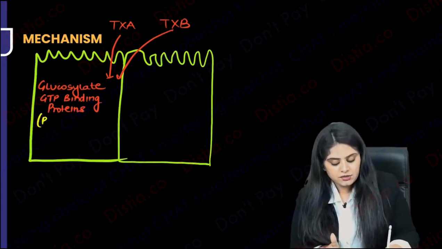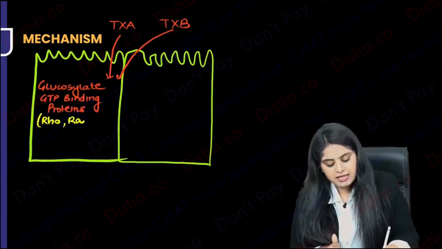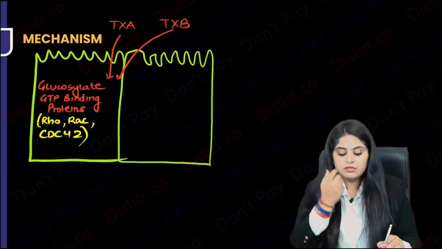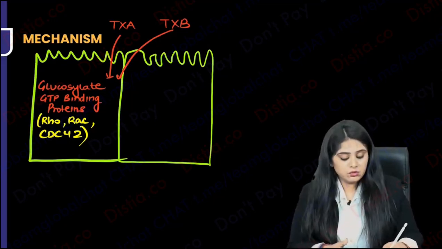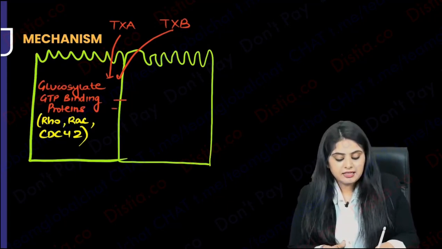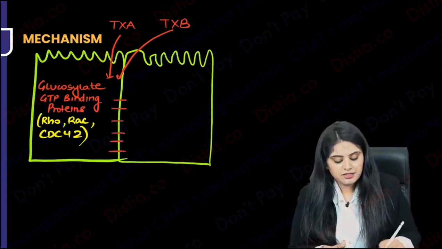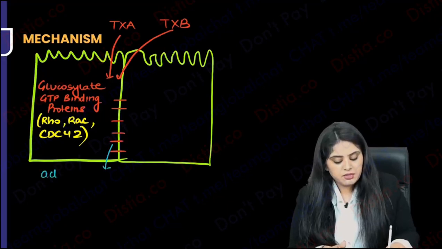And that includes the Rho, it includes RAC, and it includes CDC42, right? So these are the GTP binding proteins. It will go and glucosylate it. As soon as glucosylation occurs, what happens? The actin cytoskeleton is damaged. That is the effect that it's going to have. There is going to be damage to the actin cytoskeleton.